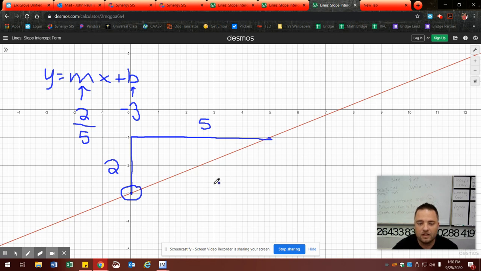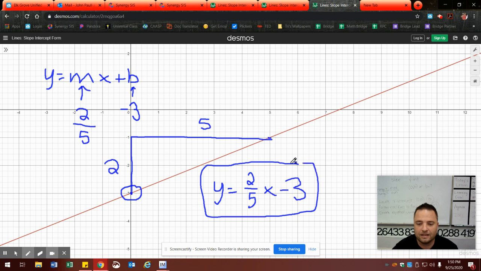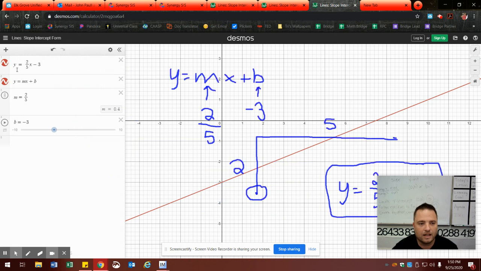Putting these all together, the equation of my line is y equals 2 over 5 x plus, oops, not plus. Okay, plus a -3. Plus a -3 is just minus, right? Plus a -3 is just minus 3. This is the equation of my line. And we can see that this is true by opening this back up. Y equals 2/5 x minus 3.